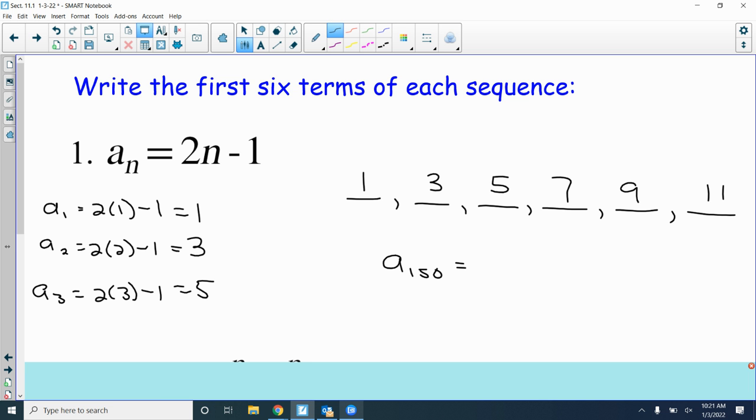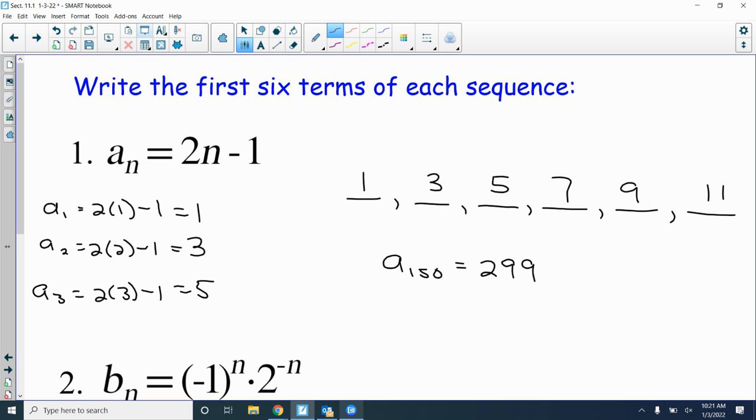What would that be? Plug in 2 times 150, minus 1: 299. So you can tell me any term. You can give me the 50th, 30th, whatever. So 1, 3, 5, 7, 9, 11. Those are the first 6 terms.